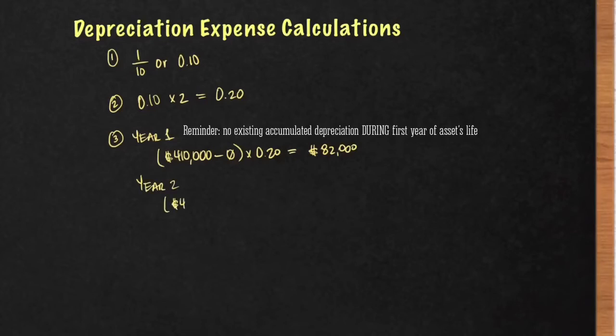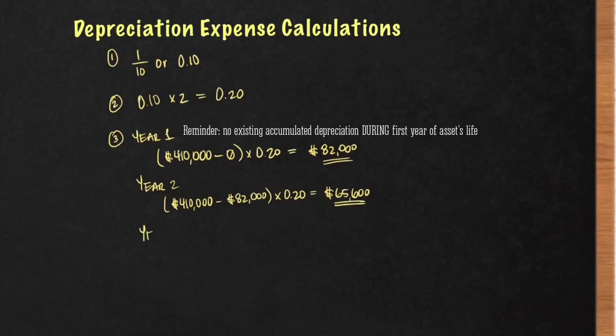Let's do year 2. Year 2, your cost doesn't change, so it's $410,000. Now we have accumulated depreciation of $82,000 times still 0.2. That double declining balance rate will not change. Here we will get $65,600.